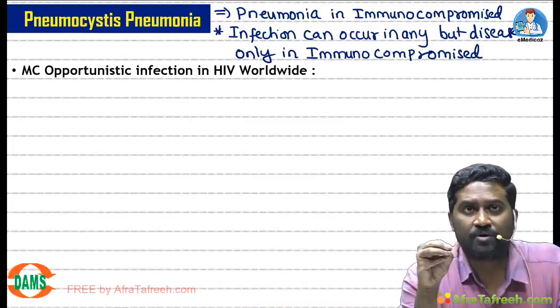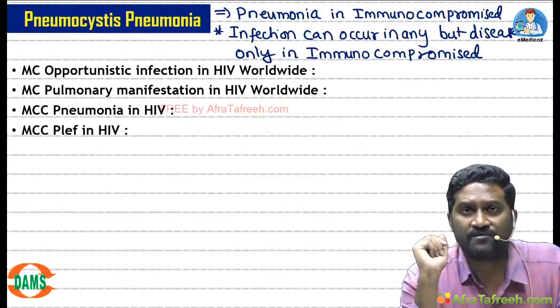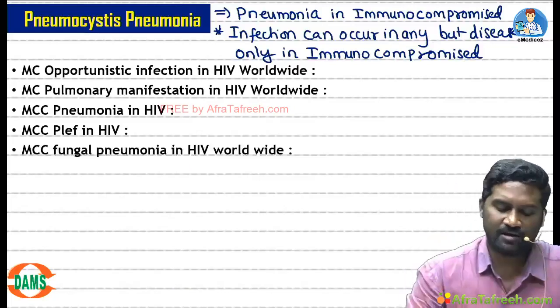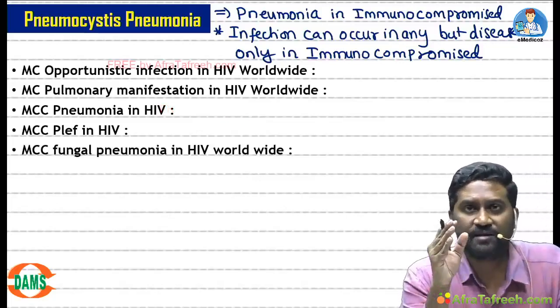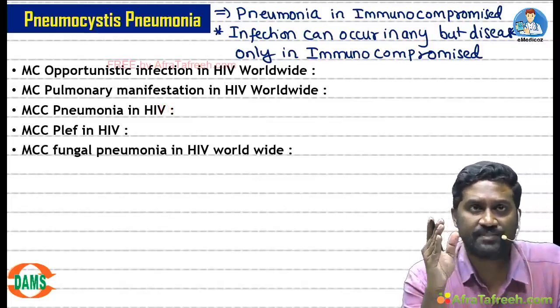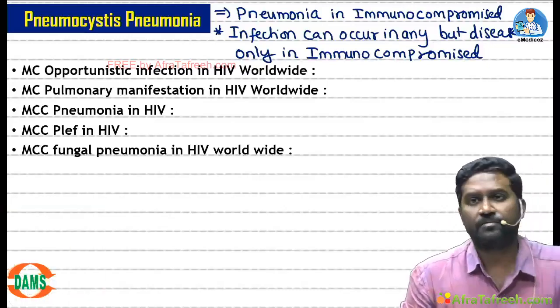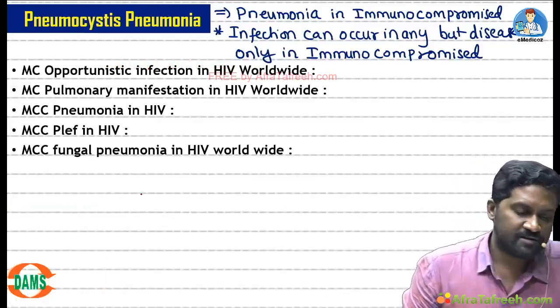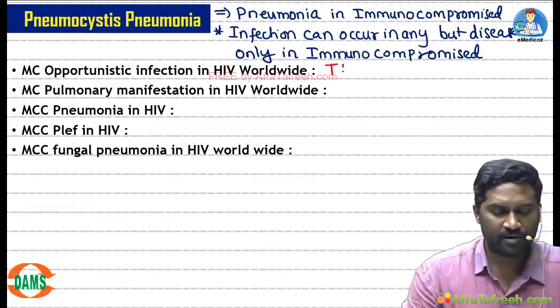What is the most common opportunistic infection in HIV worldwide? Pulmonary manifestation in HIV, pneumonia in HIV, pleural effusion in HIV, fungal pneumonia in HIV. There is a lot of controversy regarding this. Let me solve this with some authenticity. As of now, the most common opportunistic infection in HIV worldwide is tuberculosis.